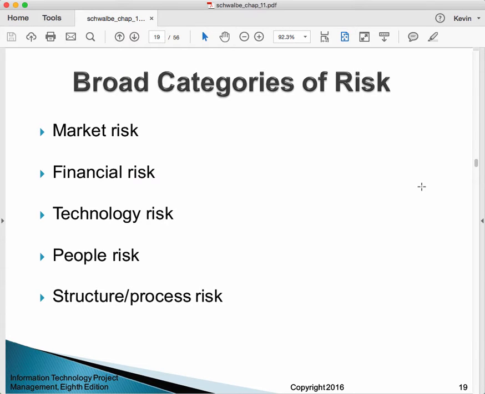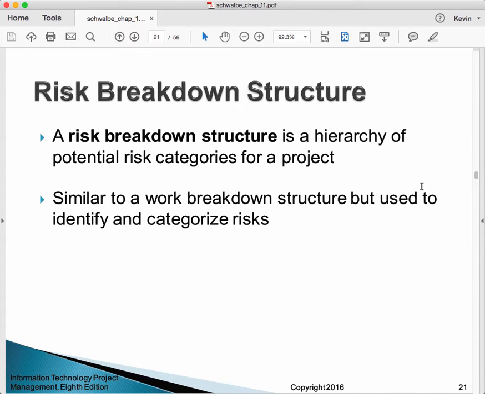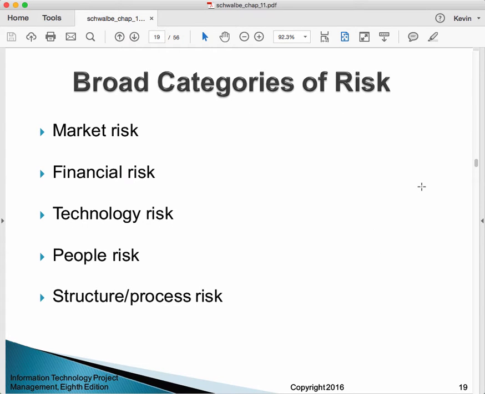The other thing we can look at, in addition to some kind of checklist like that, are broad categories of risk that we could use in order to brainstorm. Okay, market risk, financial risk, technology risk, people risk, structure and process risk. So do we go through each of these? No, we don't. I'll talk through each of these on their own. So the market risk is the risk in the economy as a whole.